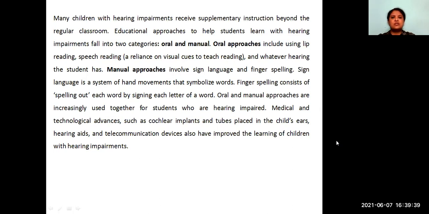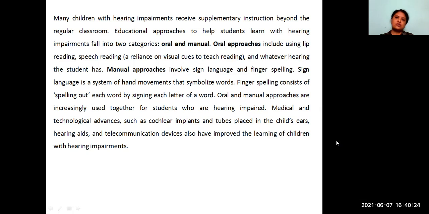So for children with hearing problems, there are two types of approaches: oral or manual. When you have to teach them or give them special instructions, you can use either oral or manual approaches. While giving oral approaches, you can use lip reading, speech reading, that is, a reliance on visual cues to teach reading, and whatever hearing the student has. Manual approaches involve sign language and finger spelling. Sign language is a system of hand movements that symbolizes words, and finger spelling consists of spelling out each word by signing each letter of the word.